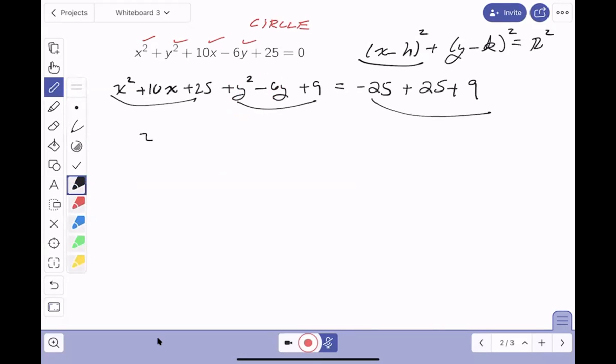Let's do one at a time. What's the first guy? X plus 5 squared plus, well, the second guy is also a perfect square. What do you get over there? Y minus 3 squared. And what do you get on the right side? 9. So I can write down the center.